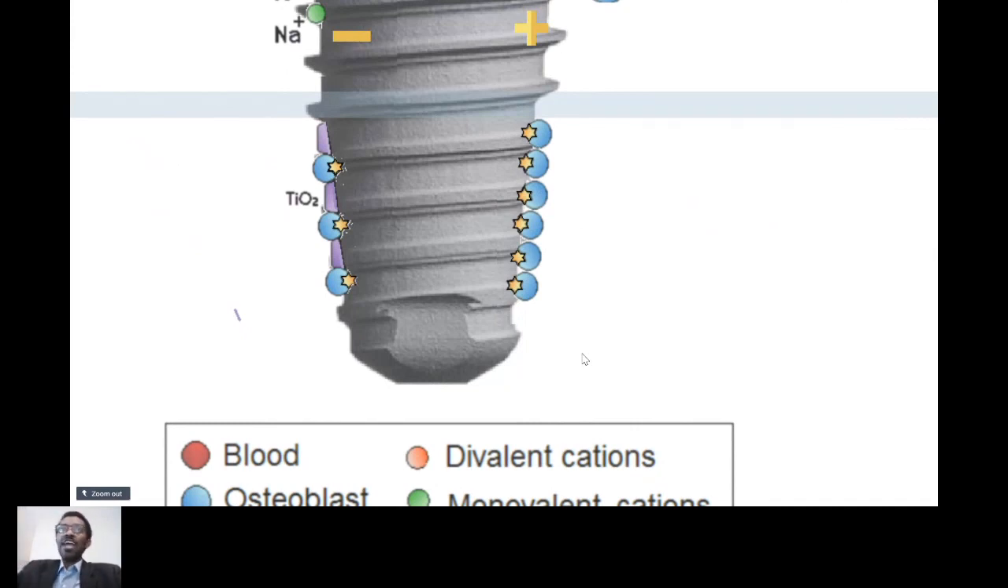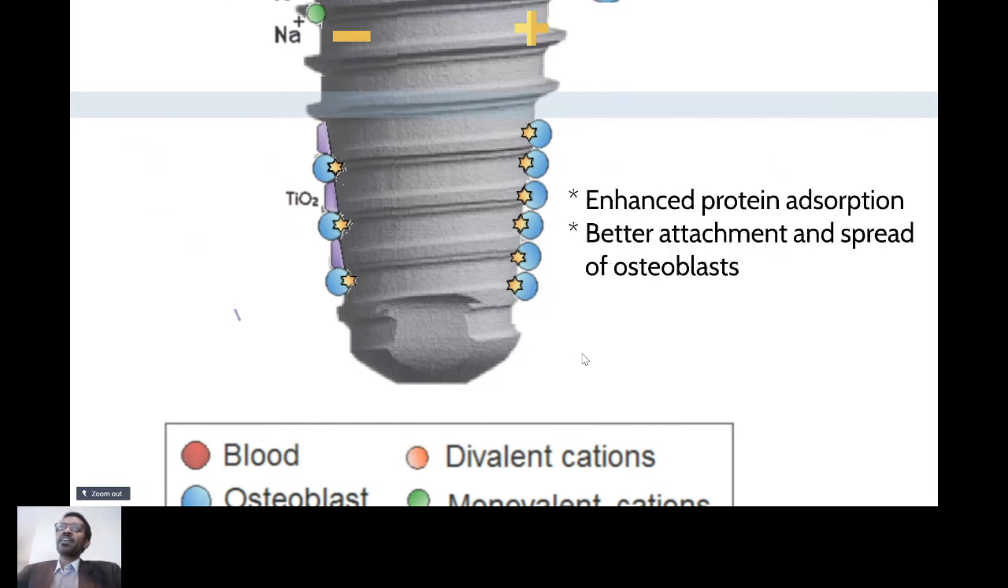You have more area for the attachment of your cells and proteins. That means more BIC, more bone-implant contact. Everything starts attaching. You have more surface for everything to start attaching here. That means more attachment and the start of the build-up of the bone. So that's the third effect. So you have enhanced protein absorption, better attachment, and spread of osteoblasts. It's a clean surface. Okay. So that was about the physicochemical effect of photofunctionalization.